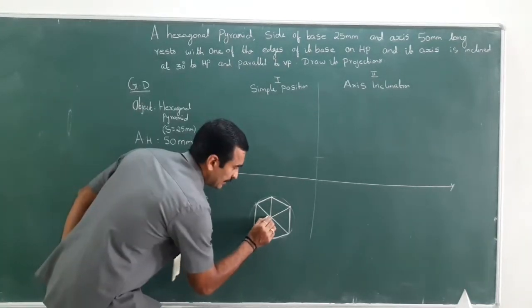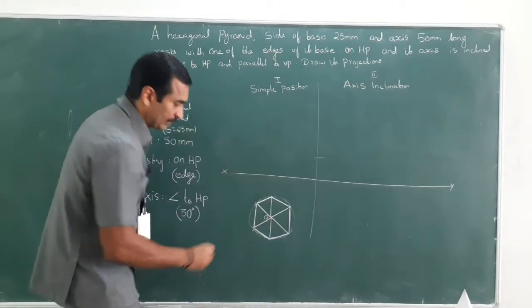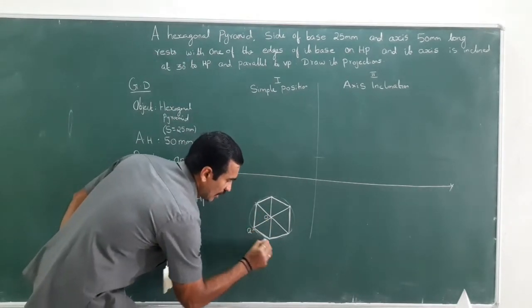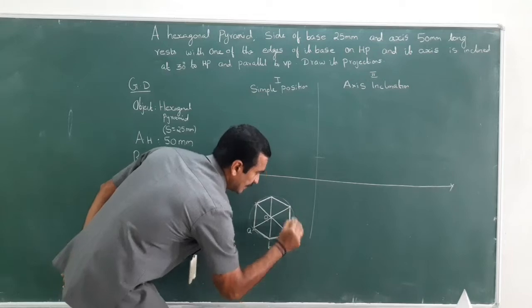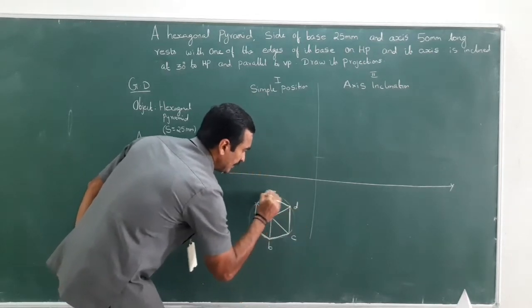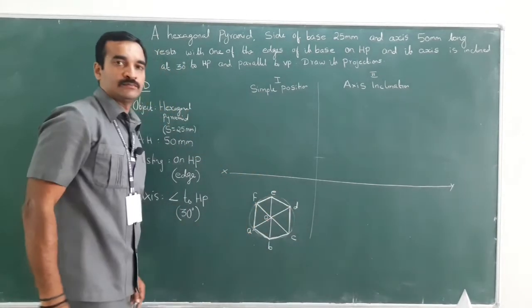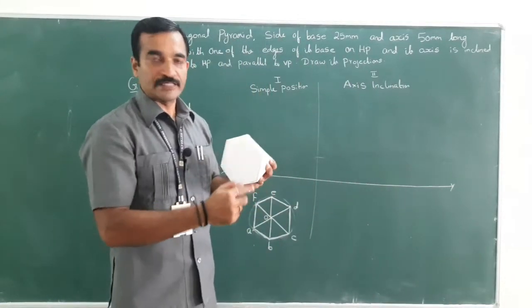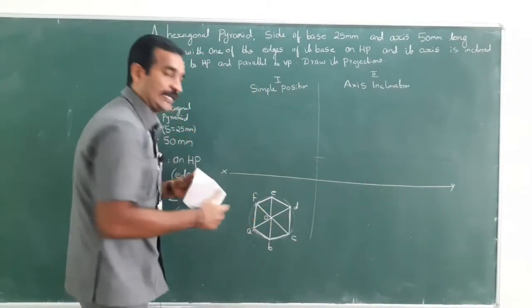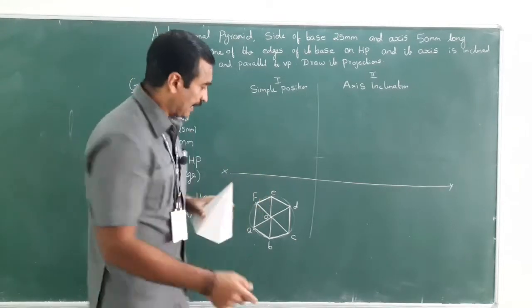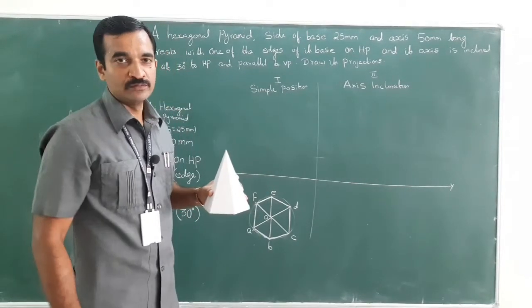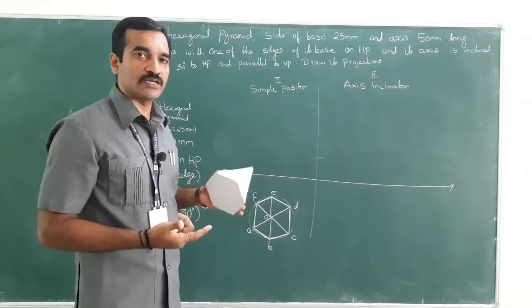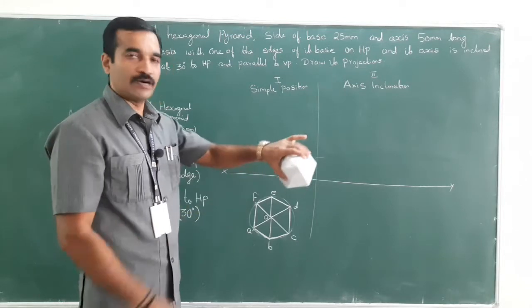So the apex can be denoted as O, and let me give the naming for each and every corner: A, B, C, D, E, F. So for the 6 corners I have given A, B, C, D, E, F. For the apex I have named this as O. Are there any edges or corners visible in the object?